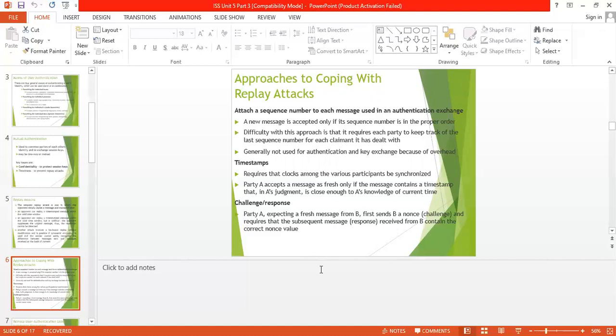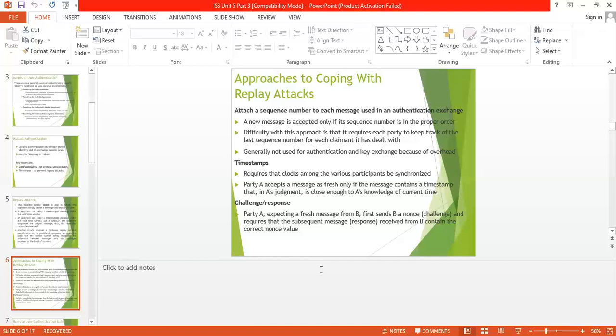In the challenge or response, party A, expecting a fresh message from B, first sends B a nonce and requires that the subsequent message received from B contains the current nonce value. So basically, there are two approaches for coping with the replay attack.